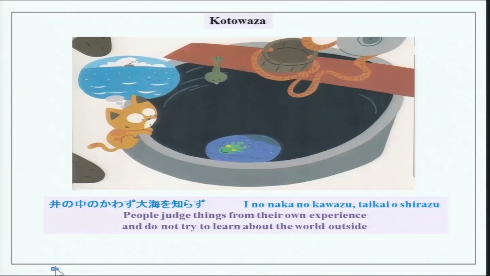You will read over here now. I no naka no kawazu taikai o shirazu. I is ido, which is a well, naka is inside, and kawazu is the frog over here. Taikai is a big large water body or the world, you could say. O shirazu, does not know. So, well, I no naka no kawazu taikai o shirazu, meaning that people generally judge others, as is given over here, from their own experiences.